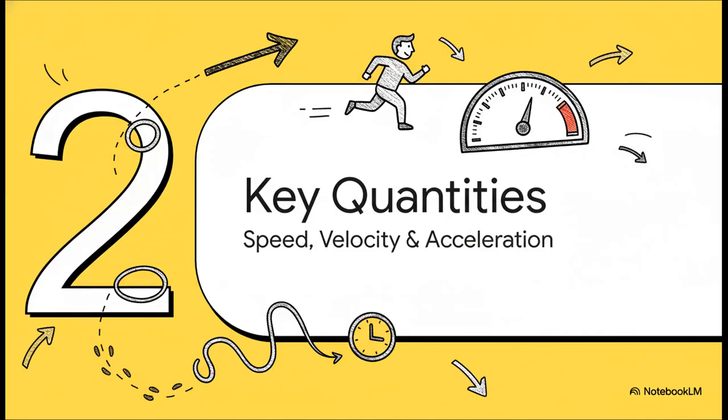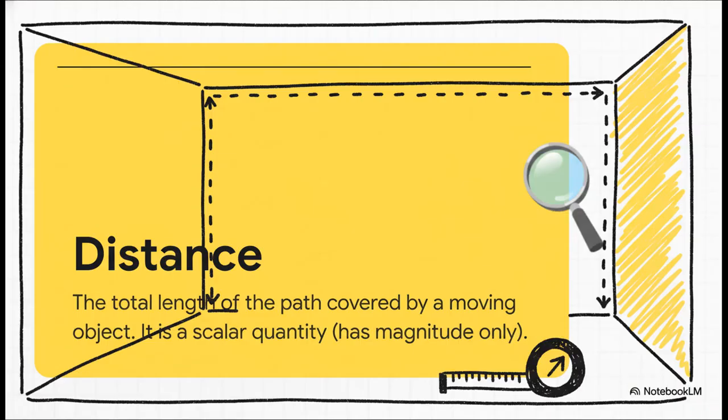Okay, let's move on to the actual quantities we use to measure and describe motion. We're going to start with two terms that students often get confused with but are actually very different: distance and displacement. Getting this difference right is so important for all the numerical problems. So, what is distance? Distance is simply the total length of the path you have traveled. Imagine walking from one corner of your room to the opposite corner, but you walk along the walls. The total length you walked along those two walls, that is the distance.